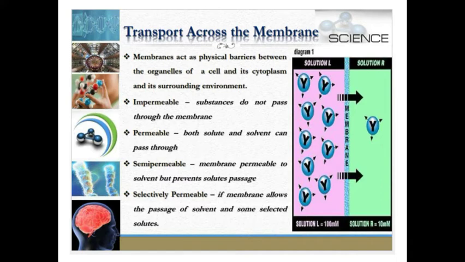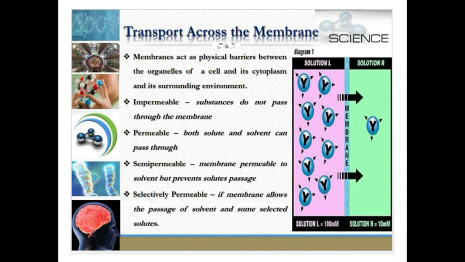Okay, this is the best example of solute and solvent. So both solute and solvent can pass through in permeable condition. So what is semi-permeable? A membrane which is permeable allows only solvent and prevents the solute.